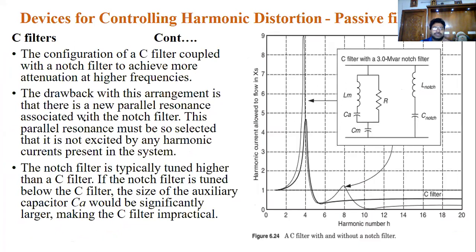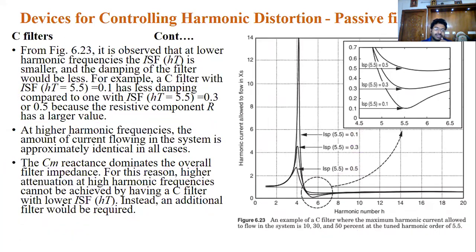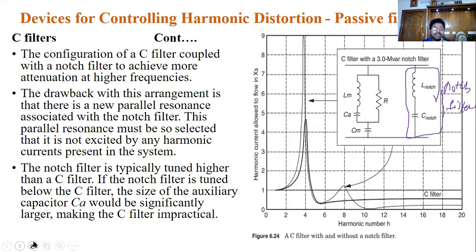Now see this C-type filter example. You can add a notch filter in parallel with it. What is the drawback of the C-type filter? To avoid this drawback, they add the C-type filter in parallel with a notch filter, to configure a C filter coupled with a notch filter to achieve more attenuation at higher frequencies.